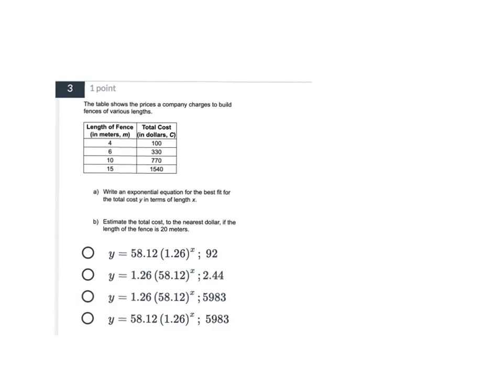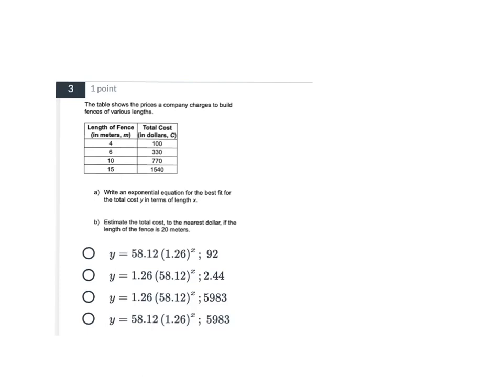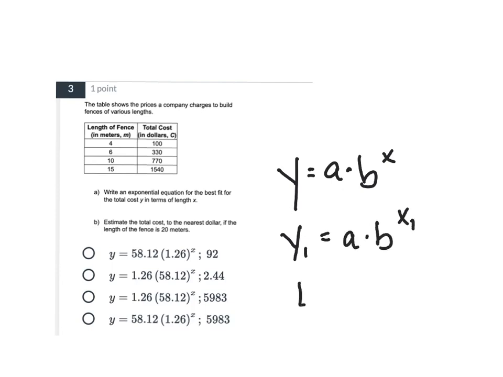So for number 3, it says the table shows the prices a company charges to build the fences at various lengths. Write an exponential equation that best fits the data. So remember, when we go to Desmos, exponential is y equals a times b raised to x. In Desmos, it's going to be y1 ~ a times b raised to x1, but you got to make sure you click log mode. If you don't click log mode, it's not going to give you the correct answer.